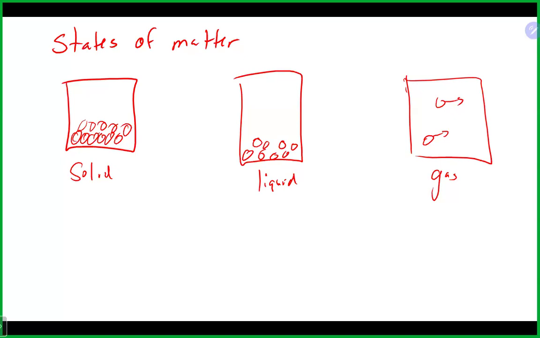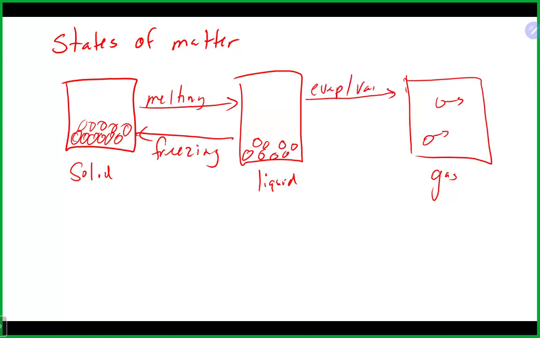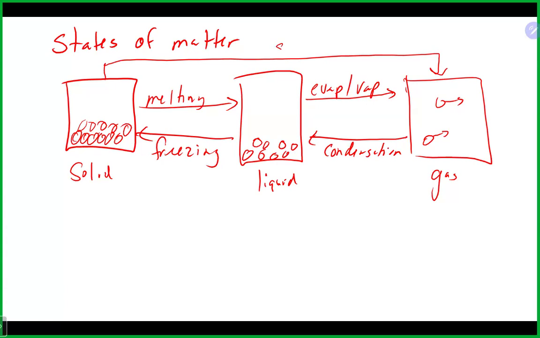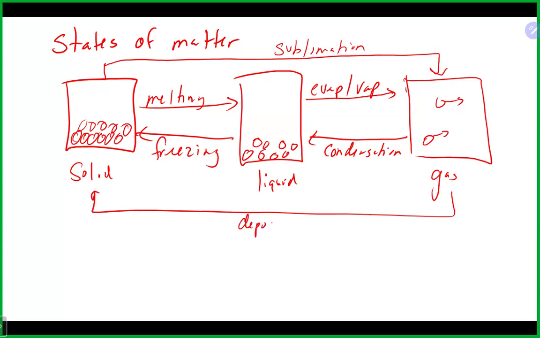We'll talk about the transitions of state. As we go from solid to liquid, that's the process of melting. The opposite process is freezing, going from liquid back to solid. As we go from liquid to gas, that's evaporation or vaporization. Gas back to liquid is condensation. As you go from solid directly to gas, skipping the liquid, that is sublimation. And gas back to solid, again skipping the liquid, is deposition.